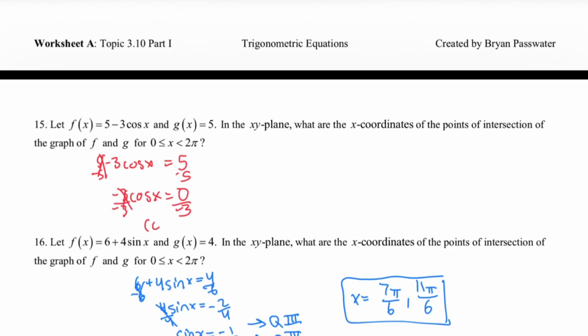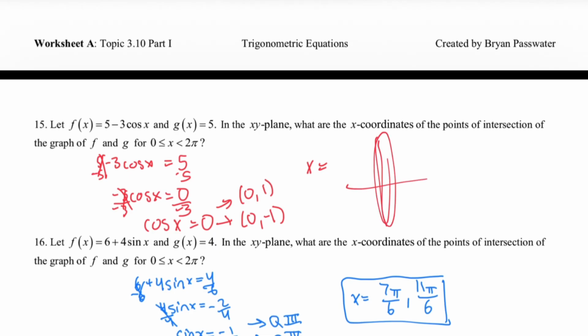That would give me cosine x is equal to 0. Cosine of x is 0. I know it could look like that or look like that. And so I know the places are literally the y-axis. That's there, it's the y-axis. This right here is pi over 2, and down here is 3 pi over 2, so that's the answer.